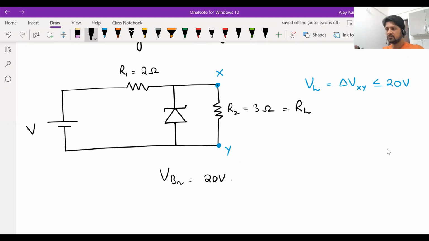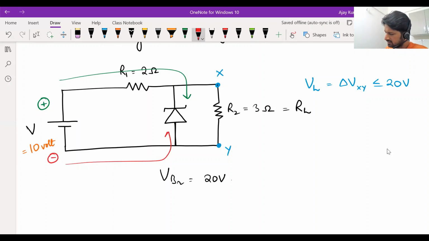Right. Now a Zener diode behaves in different ways depending on the voltage that tends to appear across it. Let's say the input voltage is only 10 volts. Then understand what happens. The Zener diode is reverse biased, clearly, because the positive terminal is connected to its N side and the negative terminal is connected to its P side. It is in reverse bias.